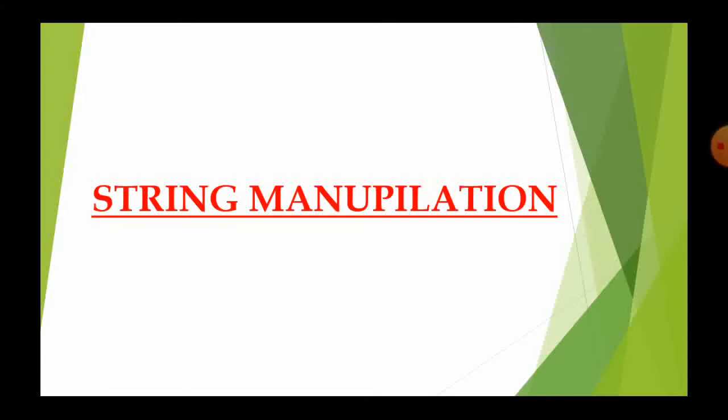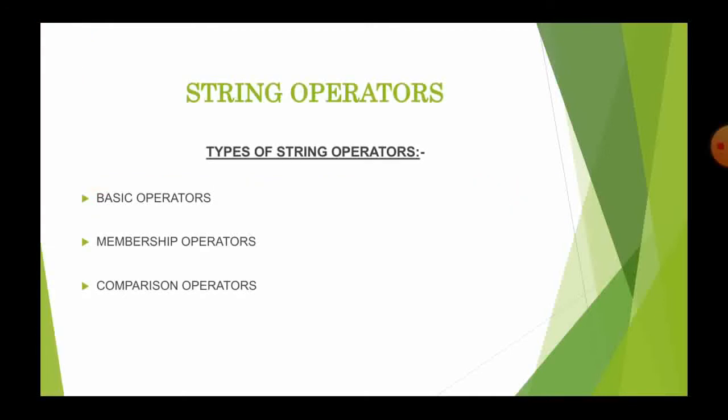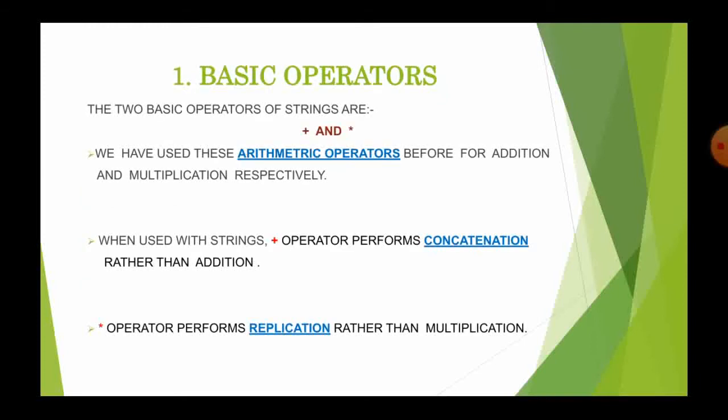String. A string is a sequence of characters. What is meant by string manipulation? You can do string manipulation using multiple operators on a string. But in strings, we use only three types of operators to manipulate the string. The first type is basic operators. The second, membership operators. The third, comparison operators.